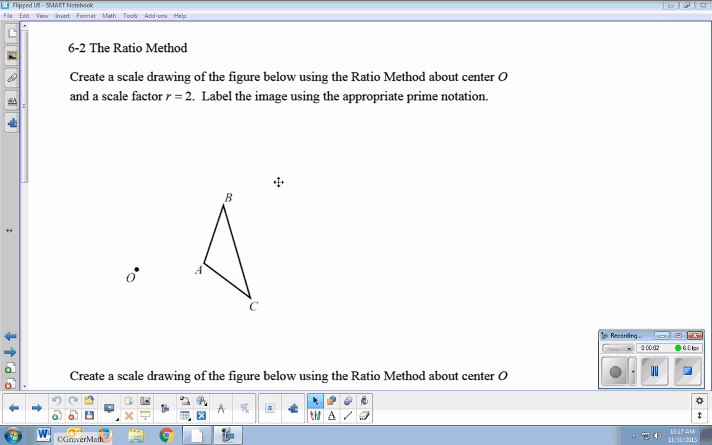Geometry, Unit 6, Section 2, the ratio method. The previous video was on scale drawings, and so we saw our first constructions on how to create a dilated figure, a scale image of twice the size or half the size or 3 times the size. And really the ratio method is another way of doing that, but the center of the dilation is not necessarily on the figure.